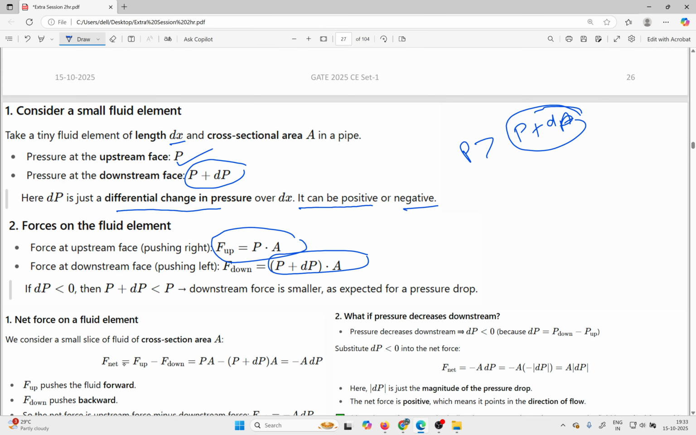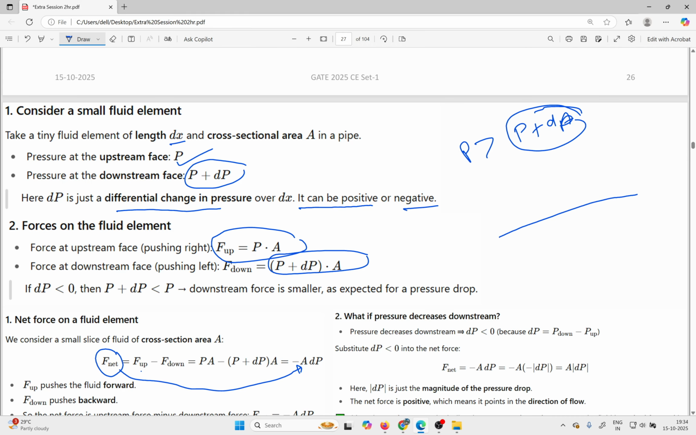So what will be the net force? Net force means you just take the difference between these two forces, upstream and downstream. Once you take that, you come up with minus A dP. Net force coming minus A dP means your pressure is decreasing as you move from upstream to downstream.